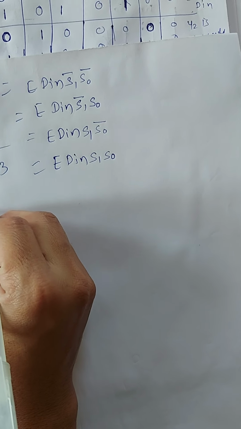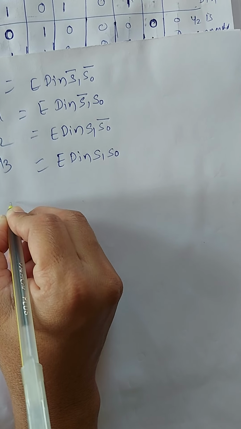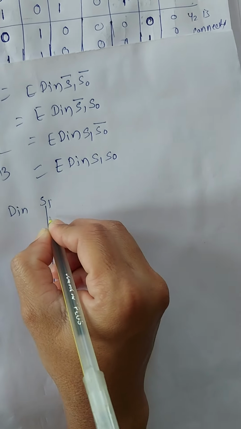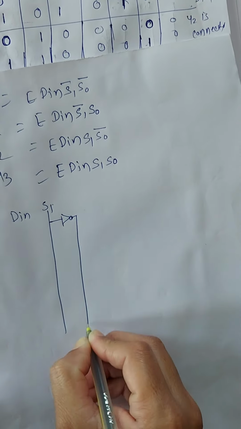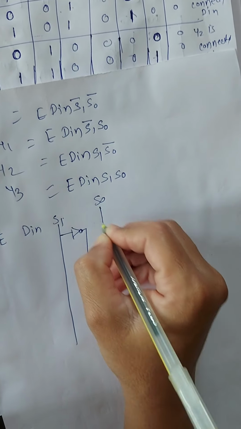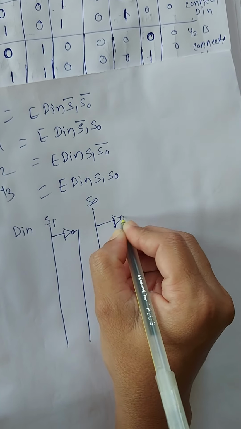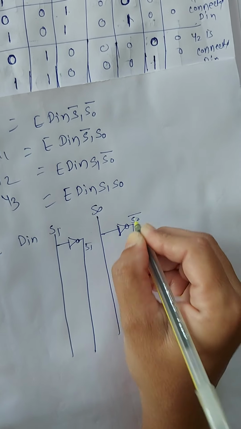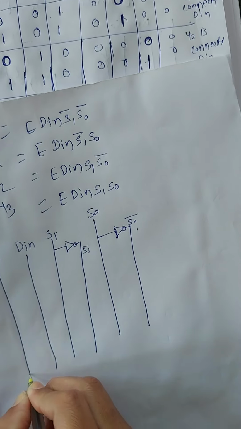After that, you have to realize the diagram. E, D in, S1. For S1 you have to connect a NOT gate, and for S0 you have to connect one NOT gate for S0 bar. This is the S1 bar, this is the S0 bar output. Next D in and next D in.